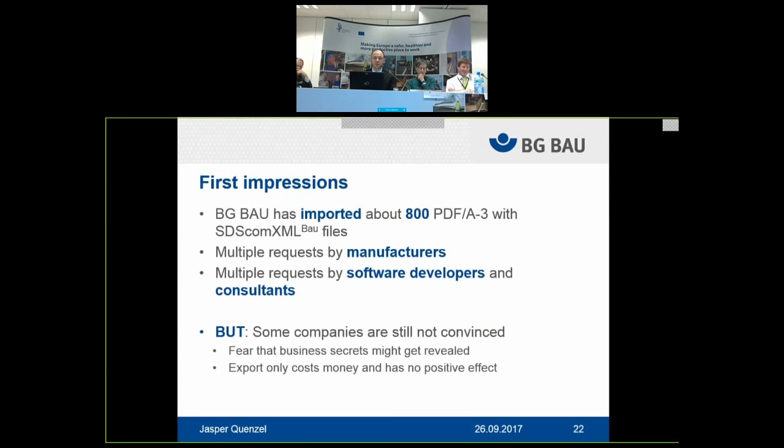And on top of that, a lot of companies say that if they export the data, this simply costs them money. Even if they have the interface implemented, the people using the interface have to learn how to use it, and this costs time, and time is money, and they don't see a direct positive effect, so they are not very motivated to join this.